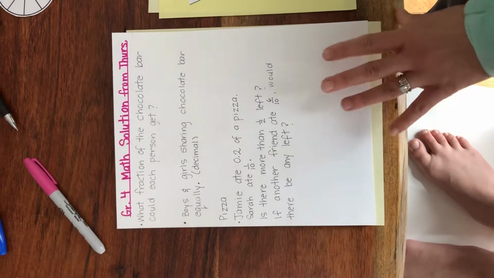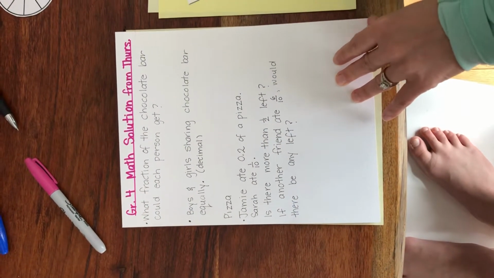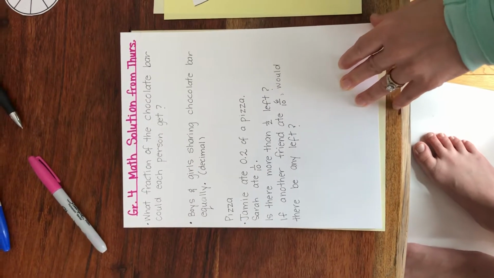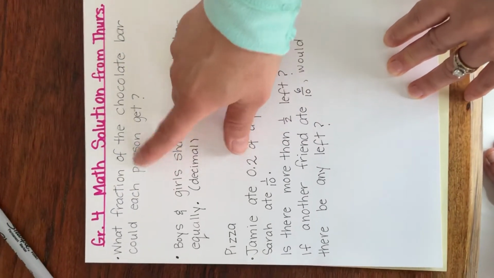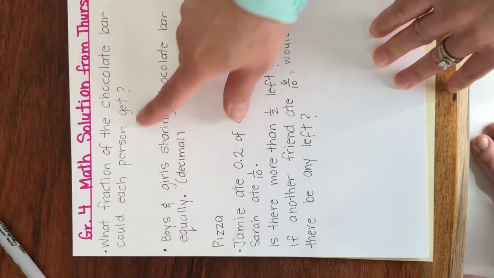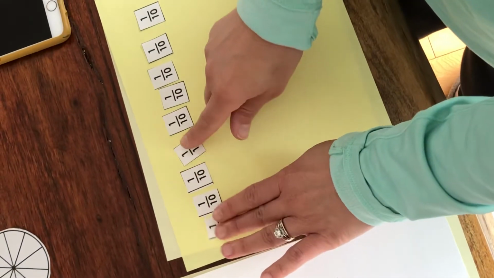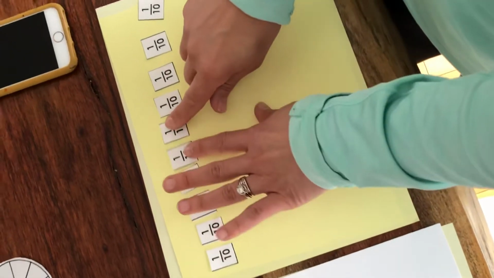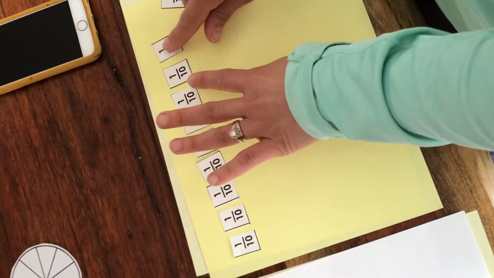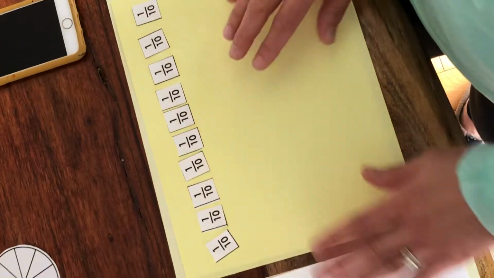Hi guys, so this is a solution for the grade 4 and grade 5 math from Thursday, okay? They wanted to know what fraction of the chocolate bar each person would get if the chocolate bar was cut into tenths. So I took a fraction strip of 1/10 and I snipped it up.